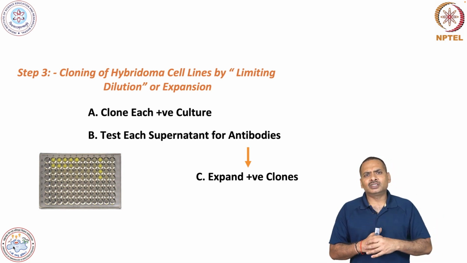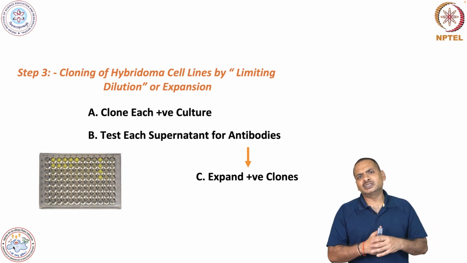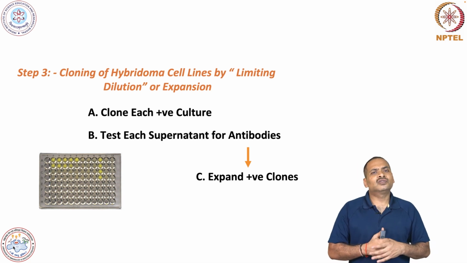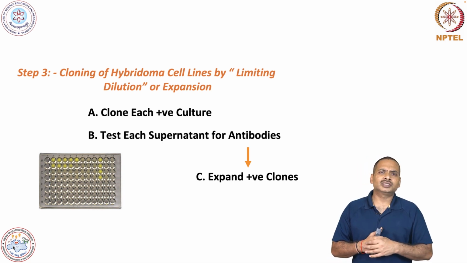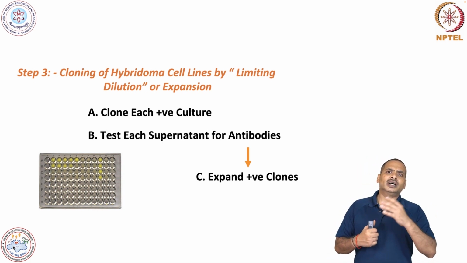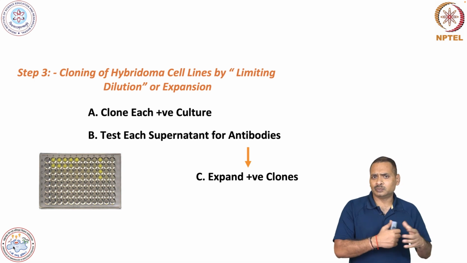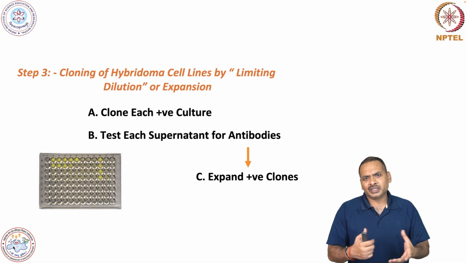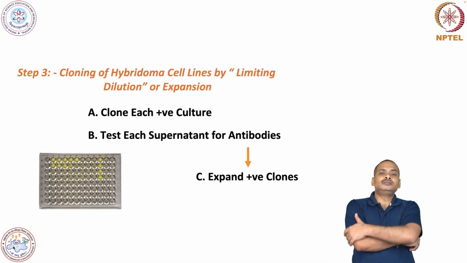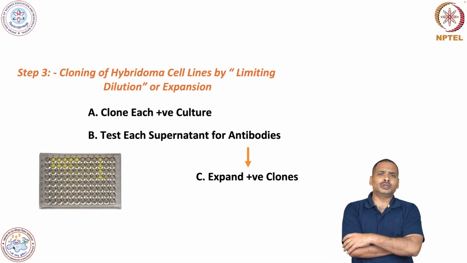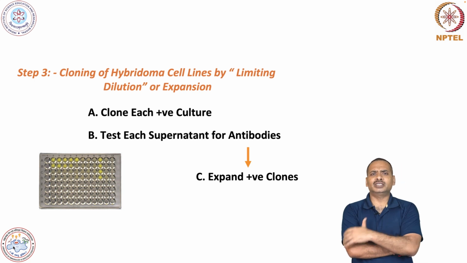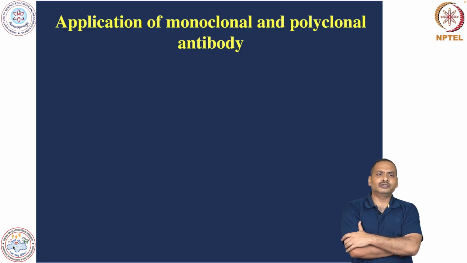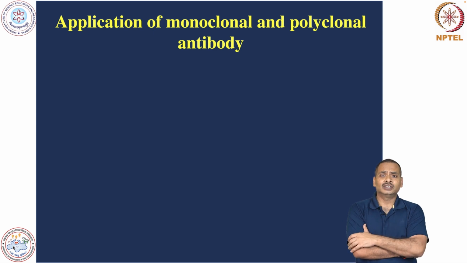The correct method will be you need to expand these cells in bigger flasks and all those things, and then you can isolate the antibody. So that is a better way. This depends on your need, you can make your antibody. So now I have discussed the polyclonal antibody and monoclonal antibody. Now I would like to tell the applications of these two very important things.